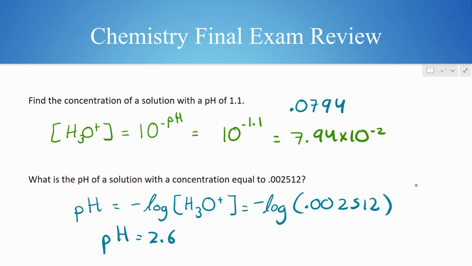Now comparing the pHs of 1.1 and 2.6, we know that a pH of 1.1 is going to be more acidic than a pH of 2.6. Just look at a pH scale. As you go into higher pH values, you become more basic and less acidic, and as you go lower in pH values, you become more acidic and less basic.